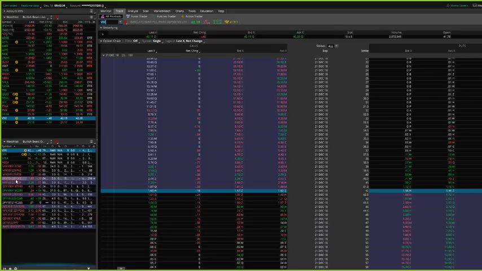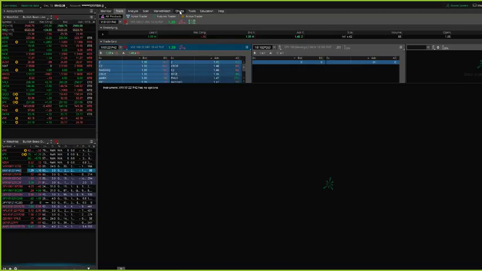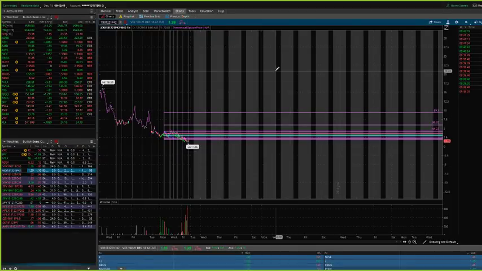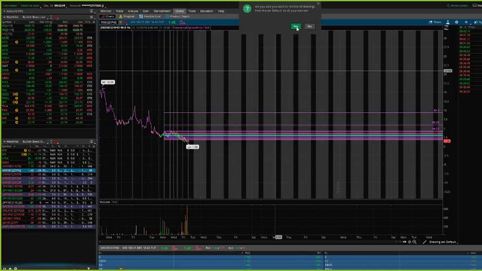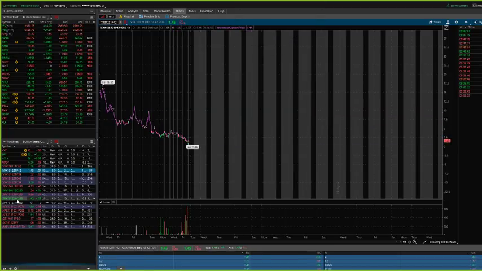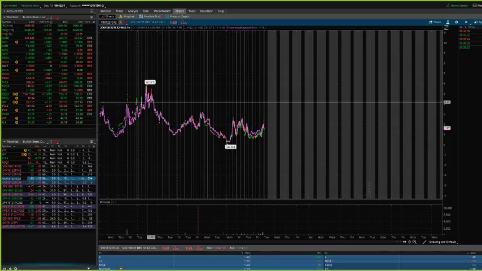But the next step would be to go out a little bit further. Two weeks is probably better. A month would be even better than that. So here's 42 puts. VXX looking slightly to the bullish side.